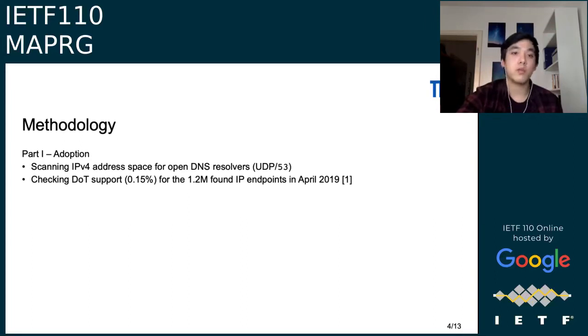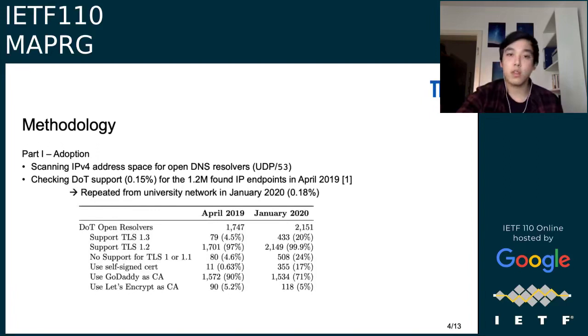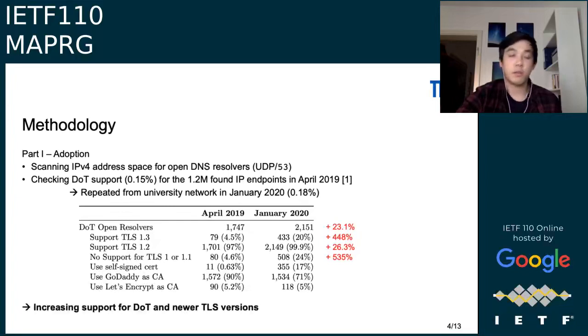We repeated this measurement approach and found that the number of open DoT resolvers has actually increased by roughly 23% over the course of 9 months. Also, the support for the new TLS 1.3 has substantially increased among these open resolvers. Whereas on the flip side, the support for older versions like TLS 1.0 or TLS 1.1 has been increasingly discontinued. So overall, we have found some decent progress regarding the support of DoT and newer TLS versions, although overall the adoption is still somewhat low.